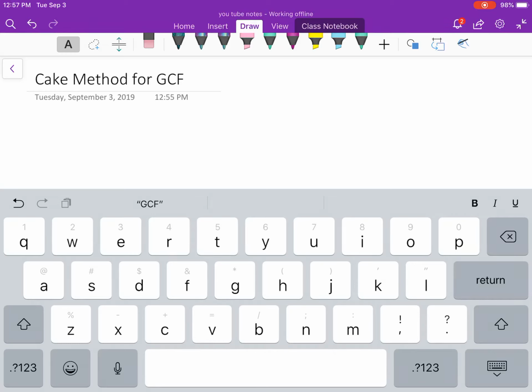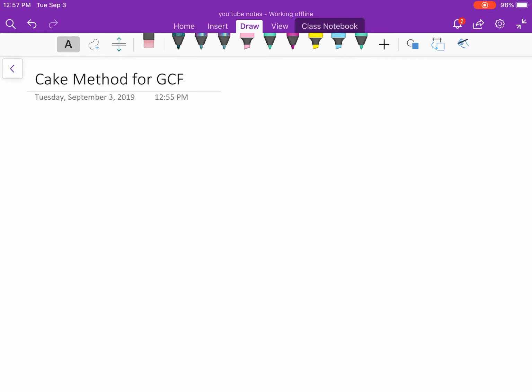Okay, welcome back. We are going to work on the cake method, and we're going to do it with the greatest common factor, or GCF. Now, cake method can be used for prime factorization as well as least common multiple, but this one will simply go for greatest common factor, or the GCF. So your problems will look something like this. It will give you two numbers, and we'll do 12 and 18.